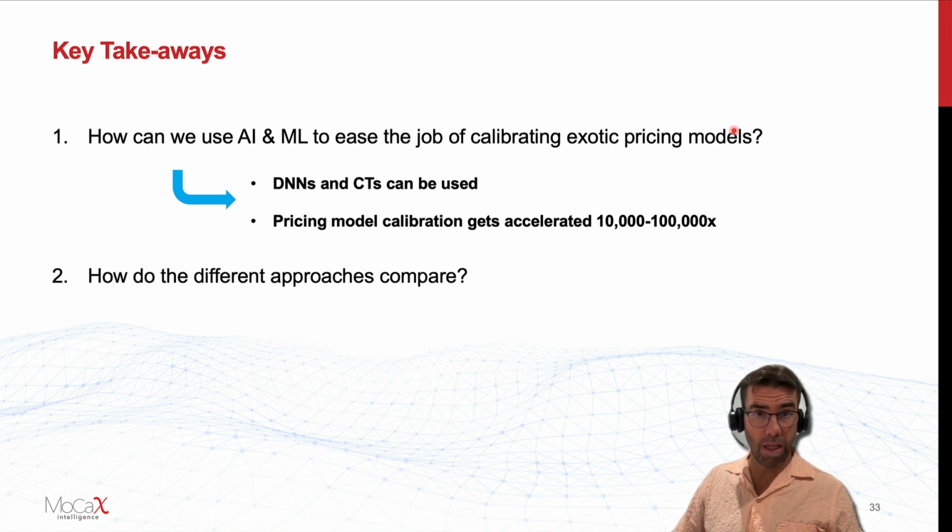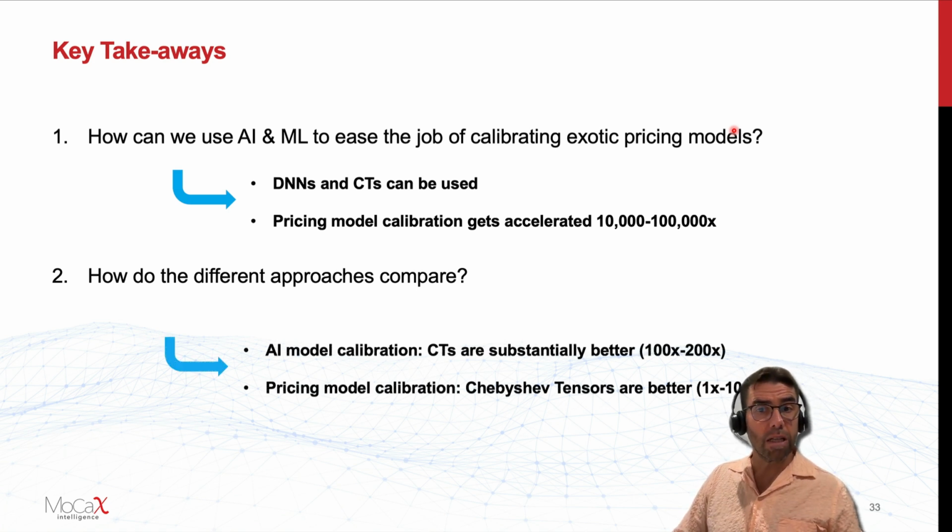The second question that we had is, how do the different approaches compare? That is, how DNNs and Chebyshev tensors compare. I think the results were also very clear. For the AI model calibration, Chebyshev tensors are substantially better than DNNs. And when it gets to the pricing model calibration, Chebyshev tensors seem to be a little bit better, but not by much.